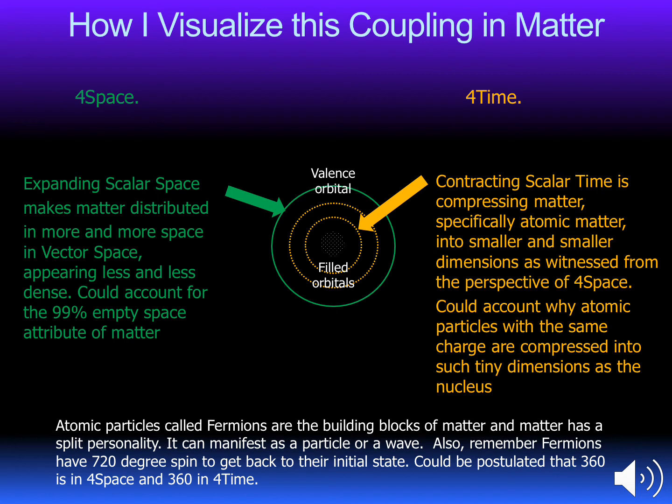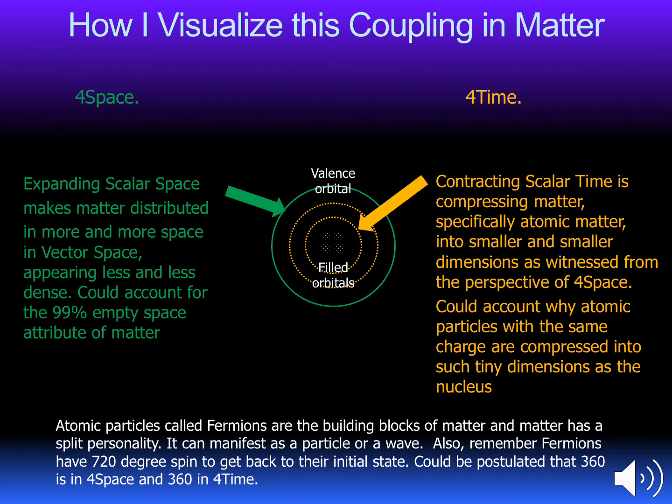So expanding scalar space makes matter distributed in more and more space in vector space, appearing less and less dense. And this could account for why 99% of the universe is empty space with no matter. So I'm not saying that the interface between 4 space and 4 time is exactly the radii of the nucleus, but I think that it's some radii from the nucleus on out to the bound up states of the electrons, not including the valence orbitals.